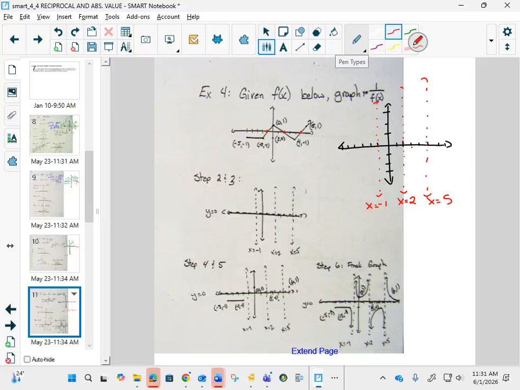On the left-hand side, it does not have an arrowhead. But on the right-hand side, it does have the arrowhead going up forever. If there were no arrowheads, there would be no horizontal asymptote at y equals 0. But there is an arrowhead, so we have a horizontal asymptote at y equals 0.